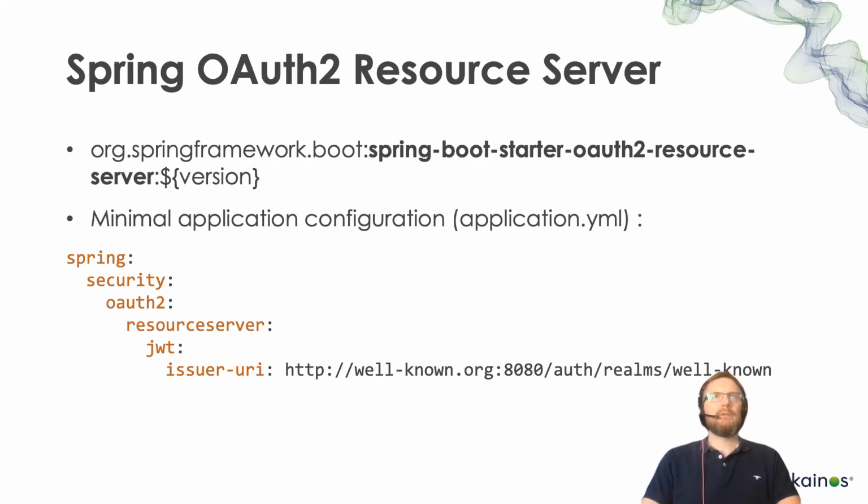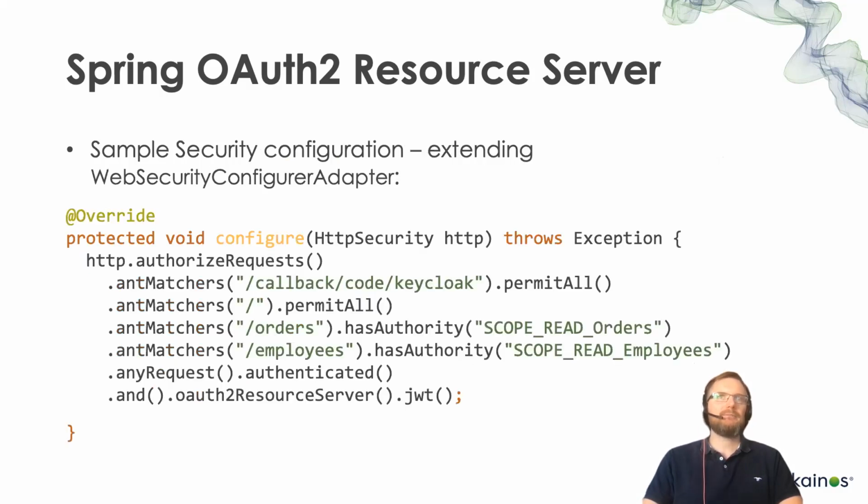So in order to convert your Spring Boot application to a resource server, you can use something like the Spring Boot Starter OAuth2 Resource Server library. And then for your minimal configuration in the application YAML file, just provide the issuer URI, which is the path to your authorization server.